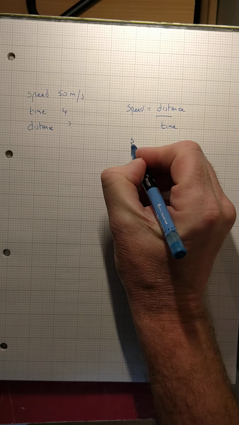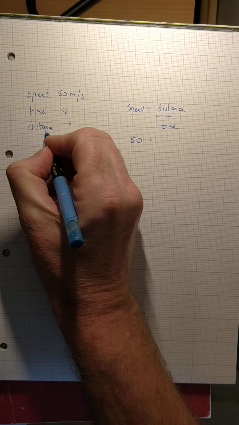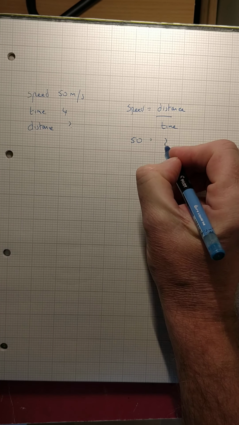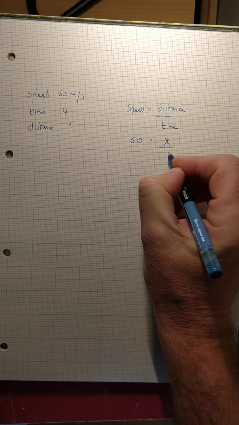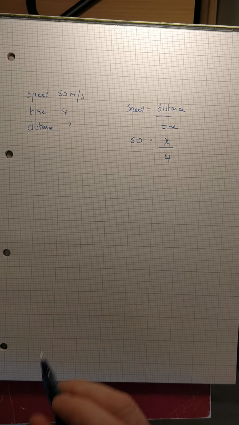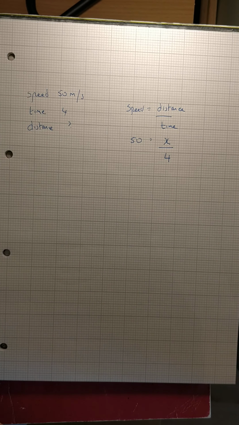So look, speed is 50. Distance we don't know, so we're going to call it x. Happy days, back to a bit of maths. And the time is 4. So you have that. Now remember, x is your distance. Okay, we're going to try it this way.